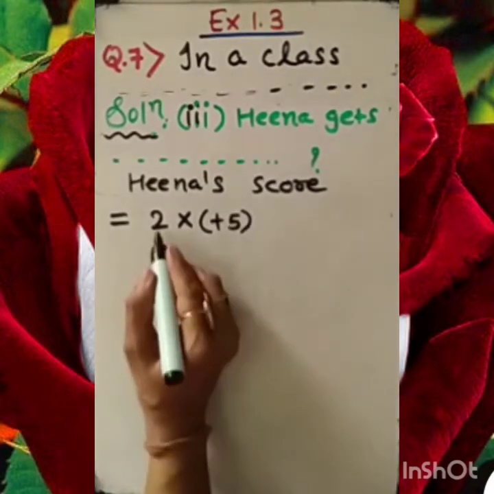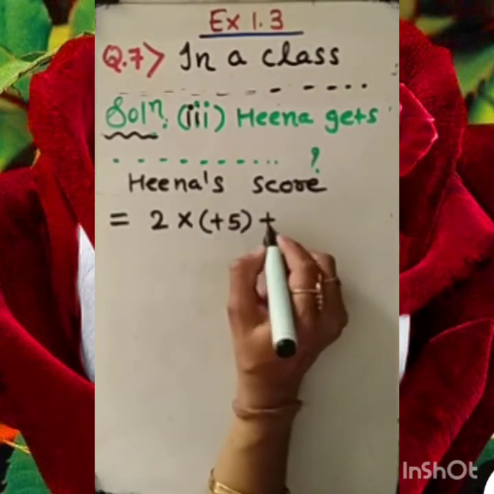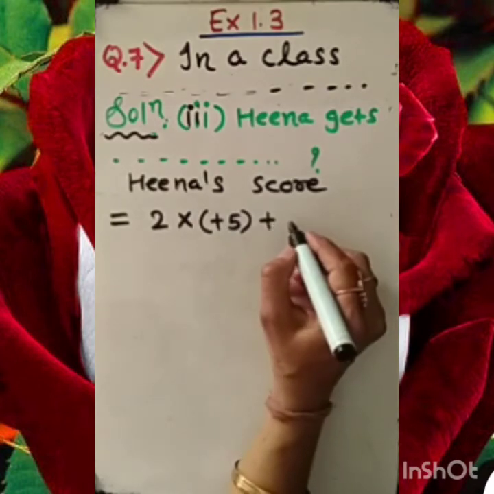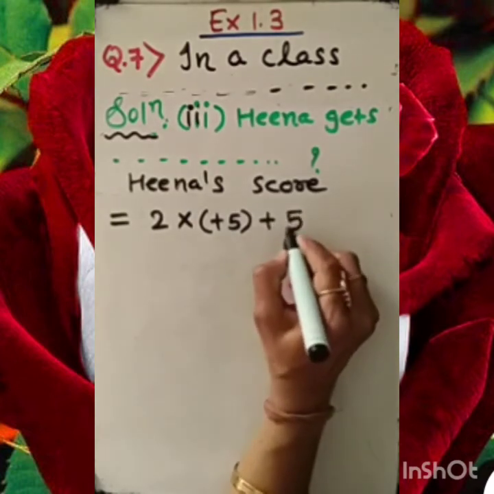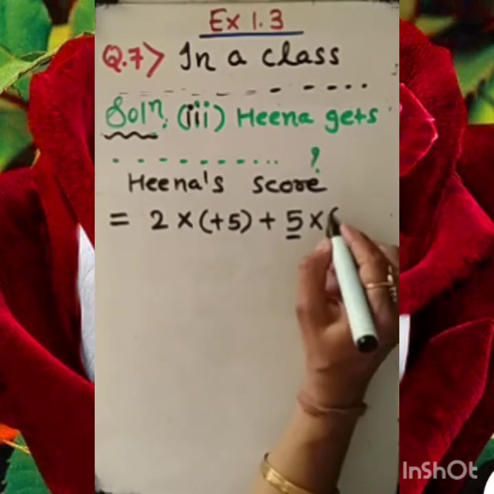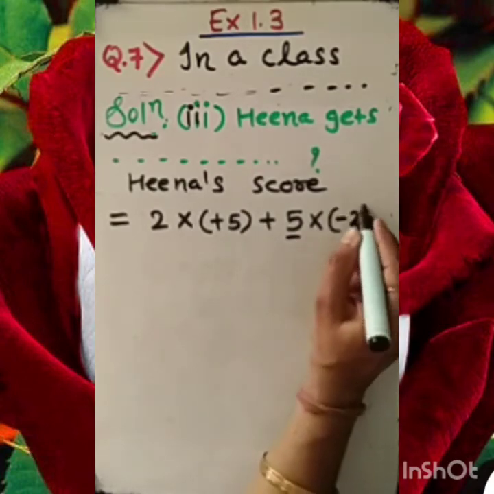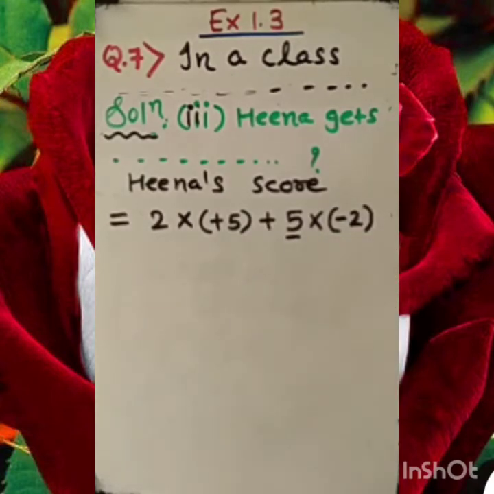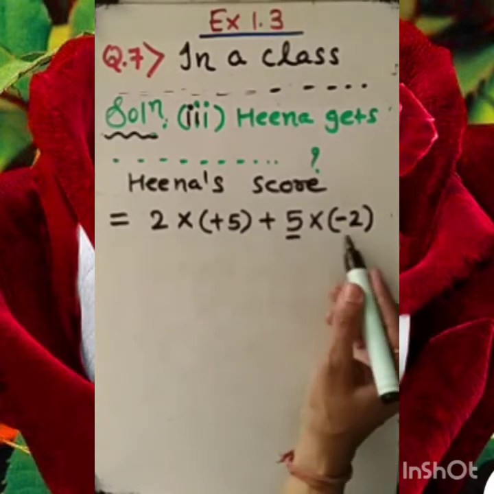So 2 into 5. Next, how many did she attempt incorrectly? 5 questions she attempted incorrectly, and for each and every incorrect answer, minus 2 marks has been given. So multiply 5 with minus 2.